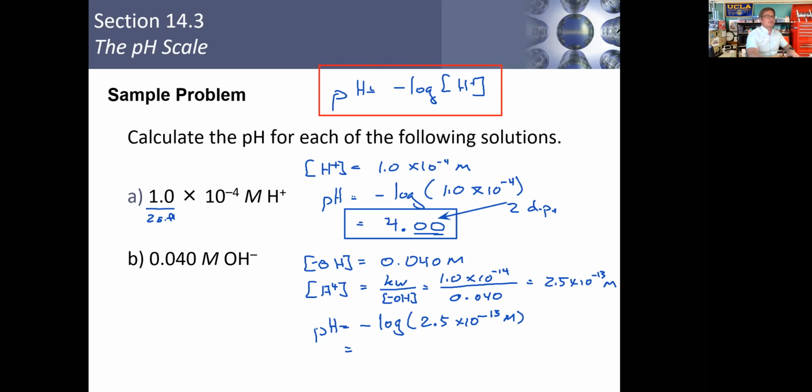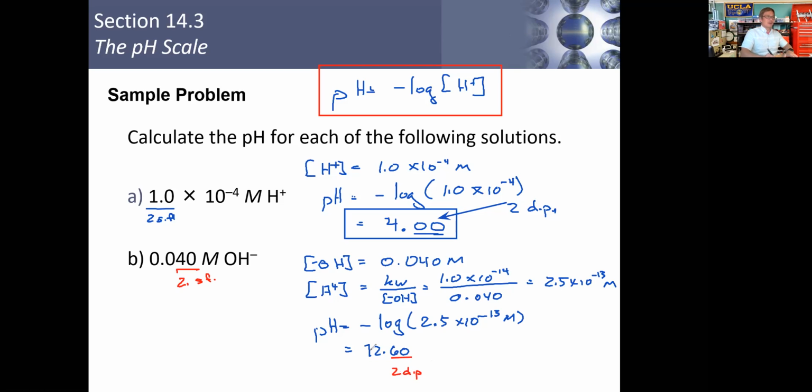Once you punch it in your calculator, we have to figure out how many decimal places we're allowed to keep. We have 2 significant figures in our original concentration, which means we have to carry 2 decimal places in our final answer. So we have to write this out as 12.60. There are 2 decimal places as a result of these 2 significant figures.